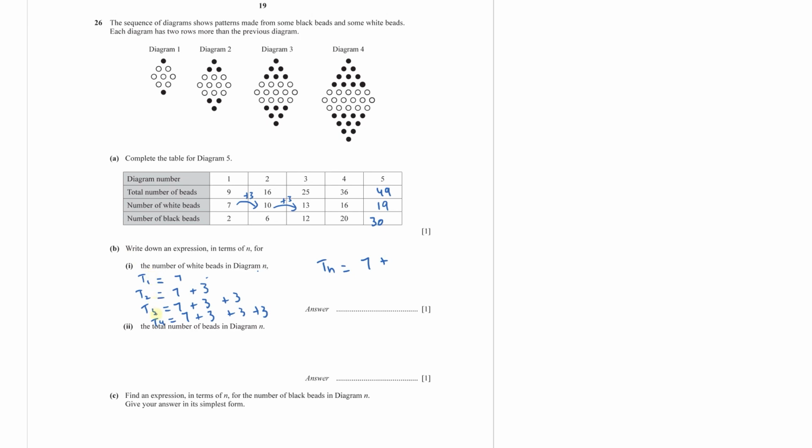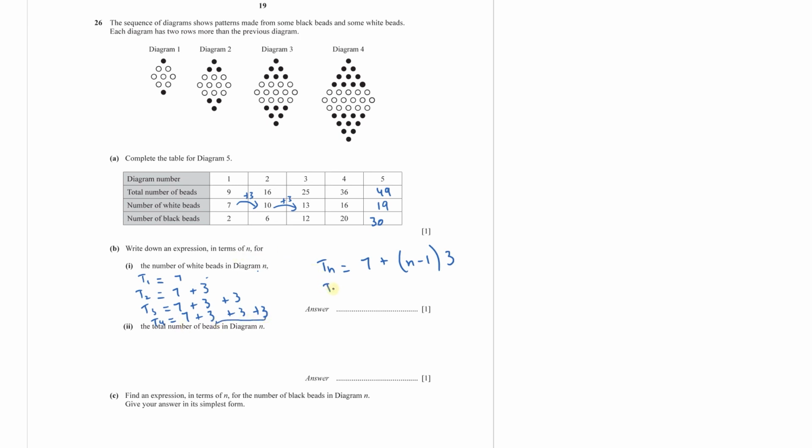If you are looking at the third term, you are adding 3 2 times. If you are looking at the fourth term, you're adding 3 3 times. If you're looking at the second term, you're adding 3 1 time. So you're actually adding 3, n minus 1 times, right? So for the fourth term, you will add 3 3 times. If your n is 4, n minus 1, 4 minus 1 is 3, and then 3 3s are 9, and that's what you are adding to 7.